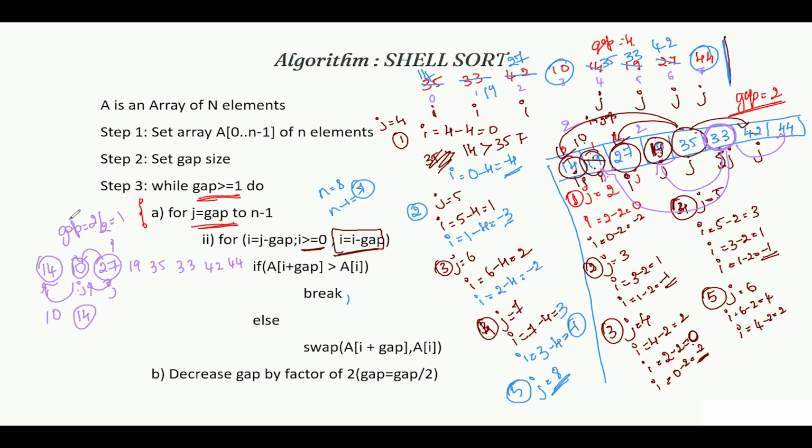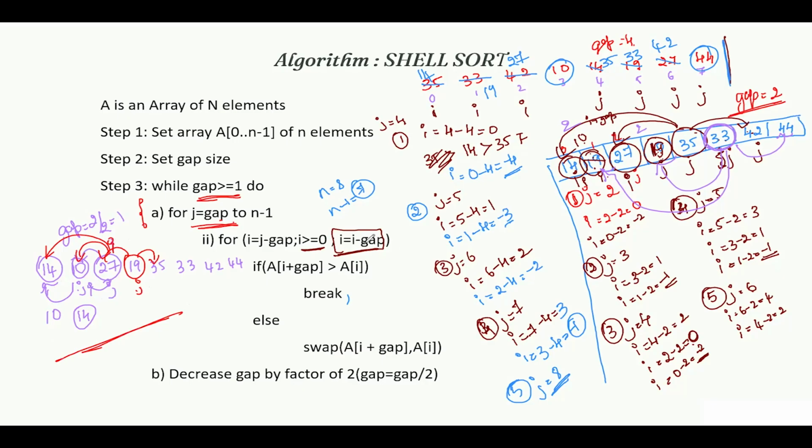Similarly, I value will come over here, J value will come here. I'm going to compare this with this with this, also this with this. So I'm going to go on do that, and then at the end of the day, I'm going to have a sorted array. So this is how a shell sort works.